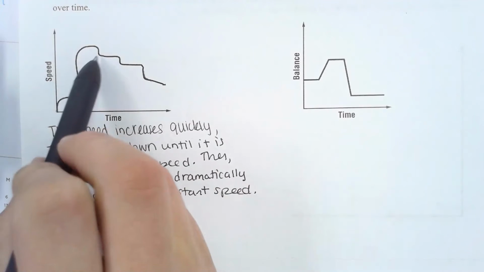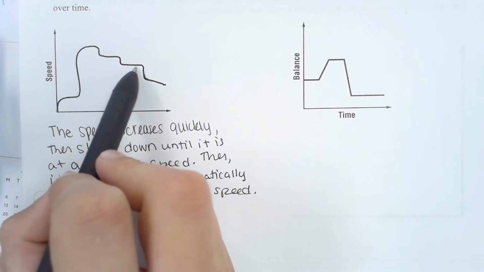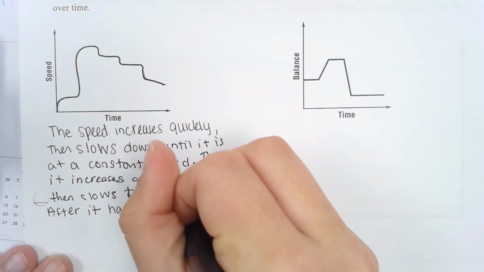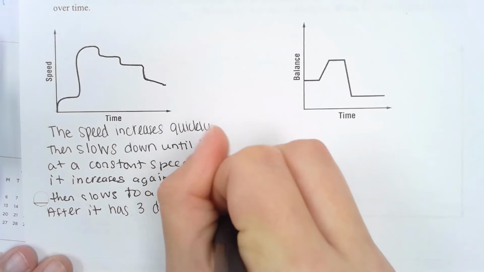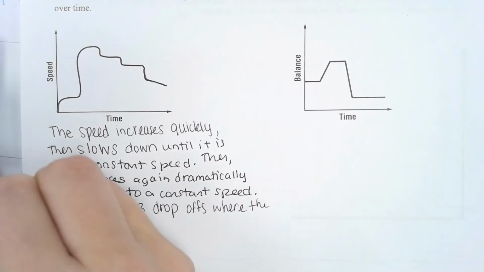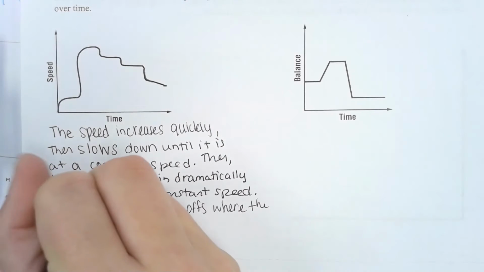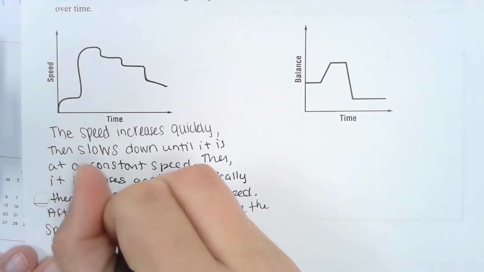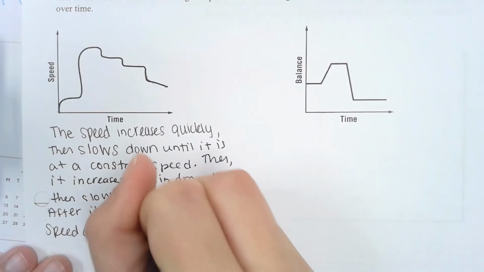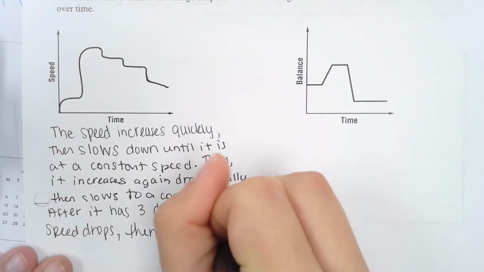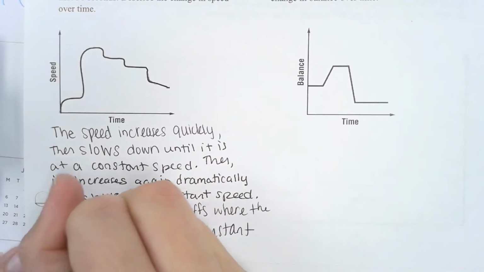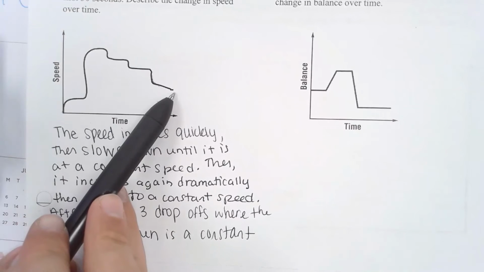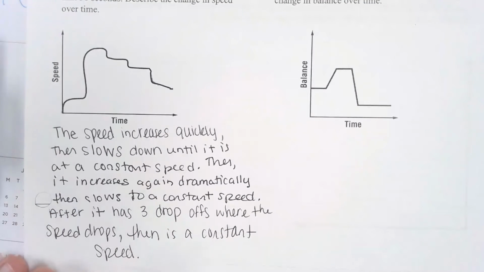So we call these drop-offs, like you drop and then constant, drop and then constant, where the speed drops, then is a constant speed. And that's what that's kind of showing down here. It's not exactly constant, but it does start to slow down again.